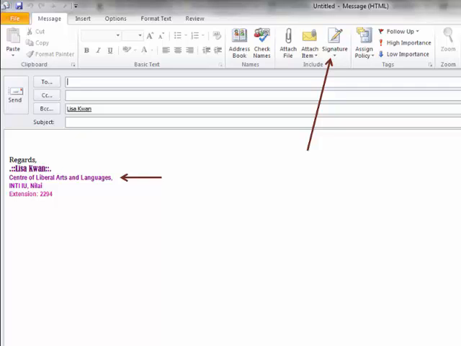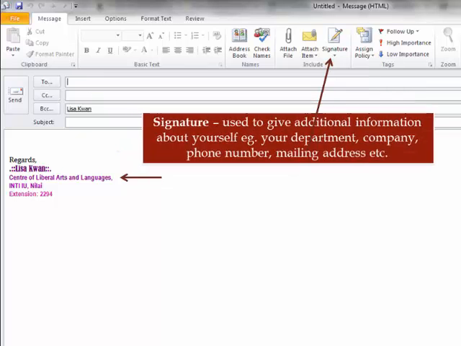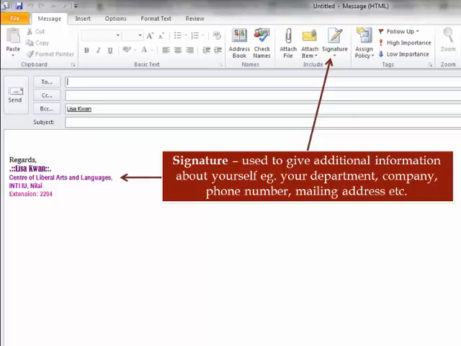Here you can add in a certain signature in your emails where you have additional information about yourself. So besides your name, you can have your department, you can have your position, your company, and other information, for example, a phone number or even a mailing address. So that's all the information you can include in the signature.